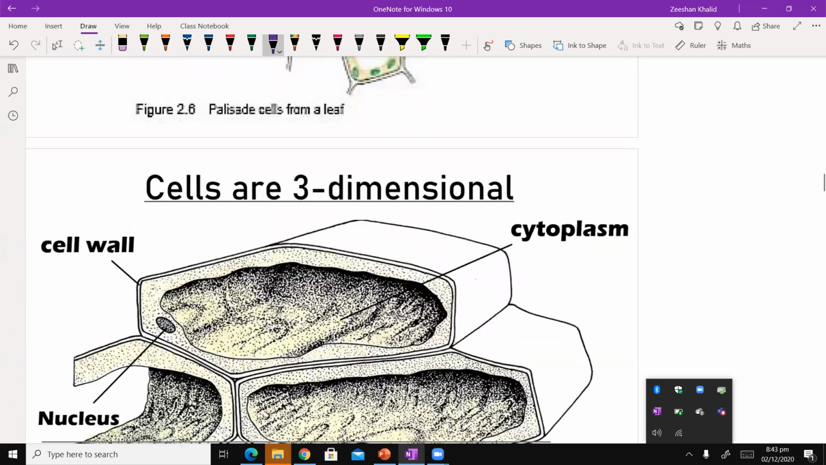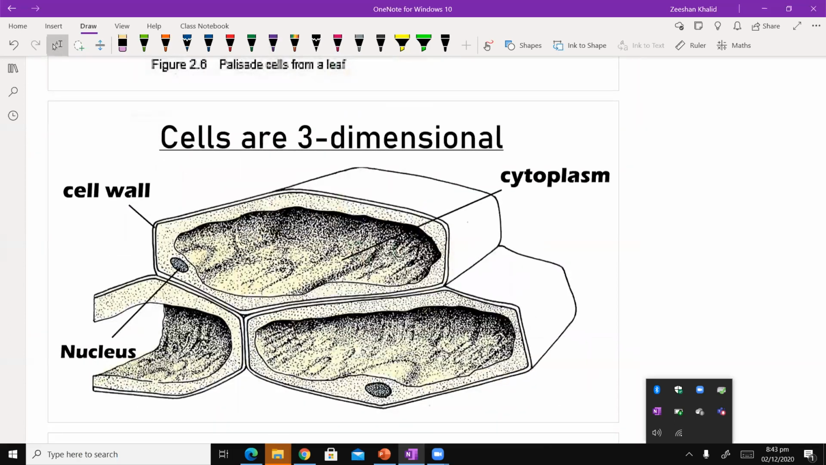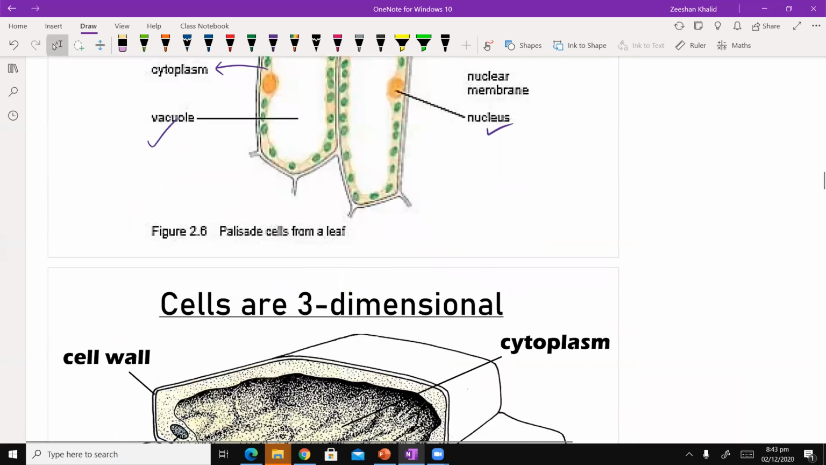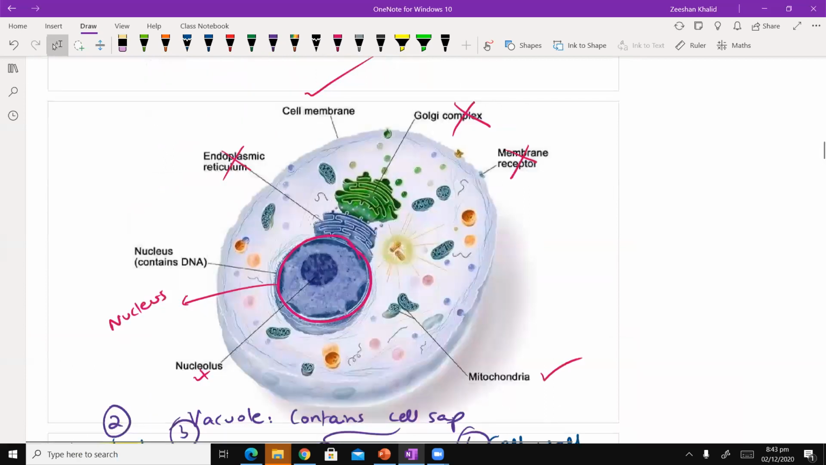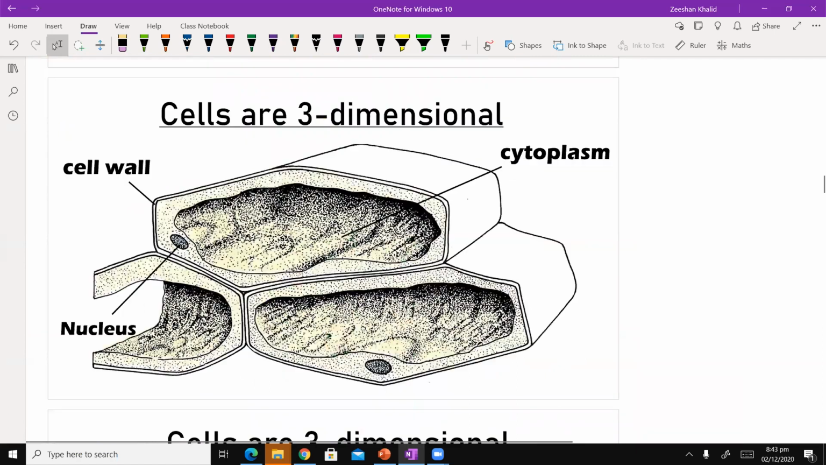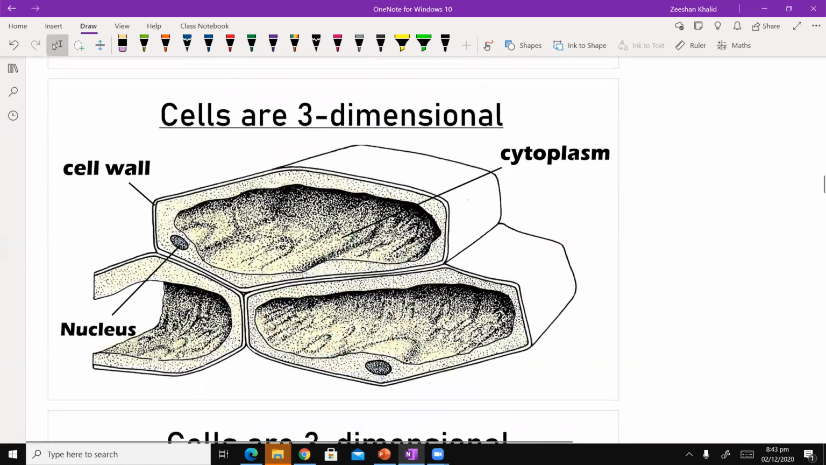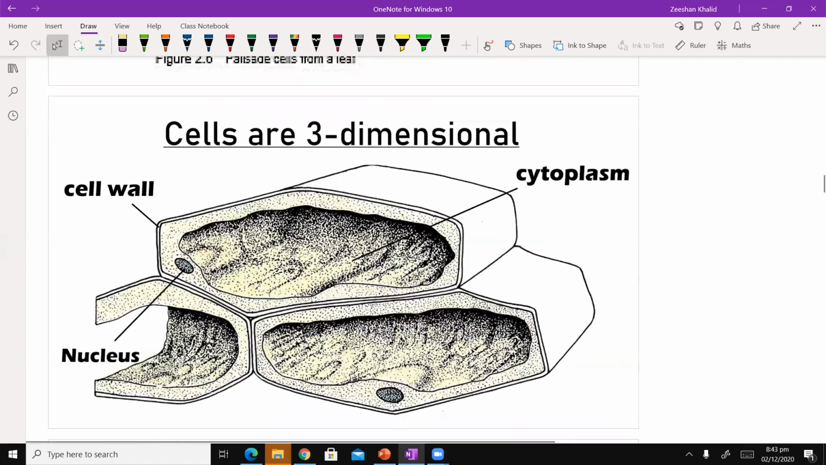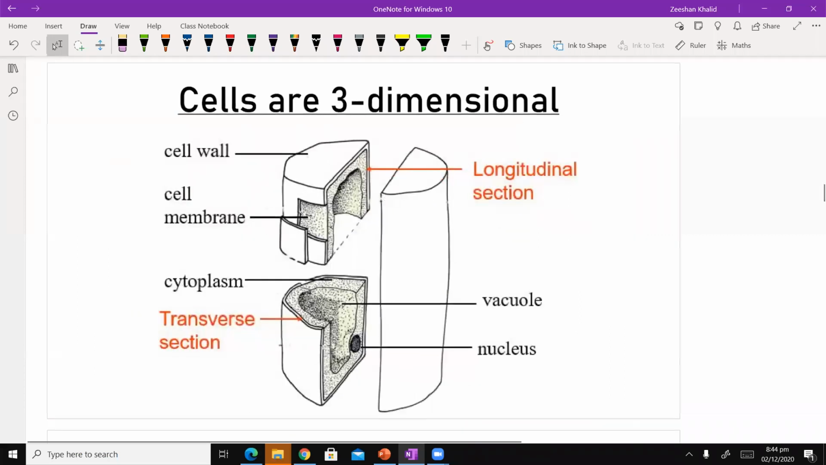Okay. Now, this is very important. Usually, since we are looking at diagrams that are two-dimensional, I deliberately showed you diagrams that were three-dimensional. This is one of the reasons I showed you this diagram. But nevertheless, you need to understand that cells are three-dimensional, okay? If I cut them in half, that's how they would appear. So you need to make sense of this. Let's look at this diagram and see what I mean when I say that a cell is three-dimensional.